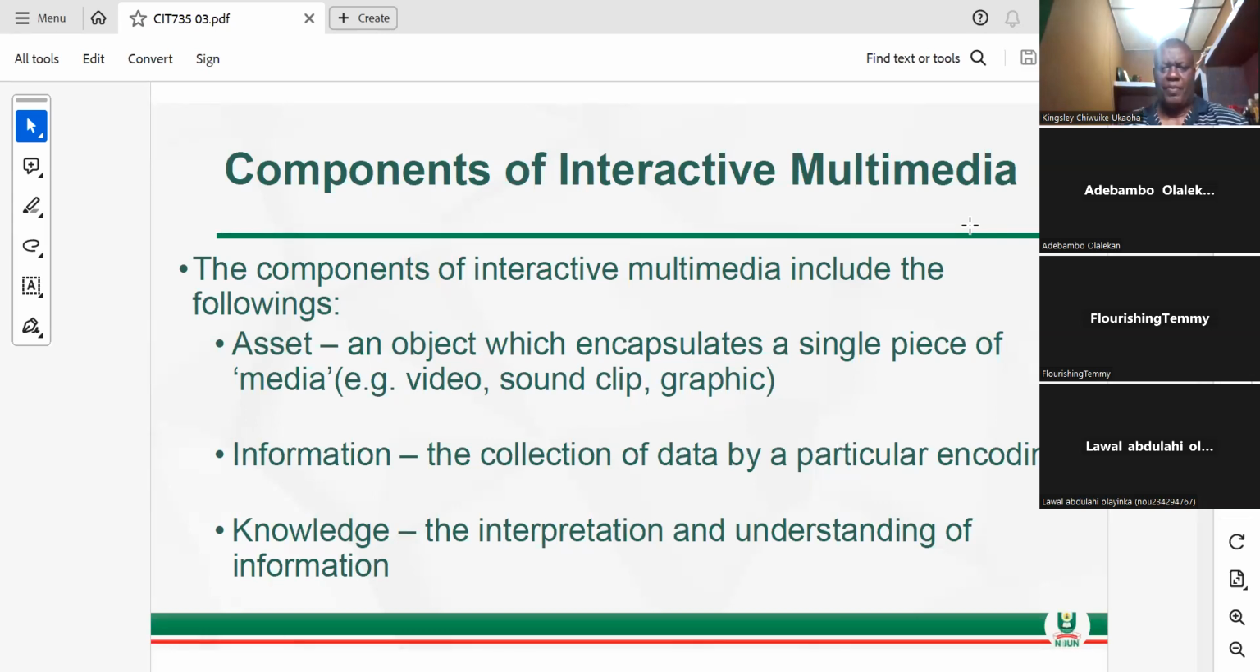So when you look at the components of interactive multimedia, for example, a video game, the asset will be the video itself. The video itself that is recorded, that you want to play, that is inside a DVD. The information will be the collection of data that is already included inside that video. Video is the technology that was used in housing that information. And then when you open that particular information, you will interpret it and understand it, and that now gives you more knowledge, as the case may be. So those are the components of interactive multimedia.